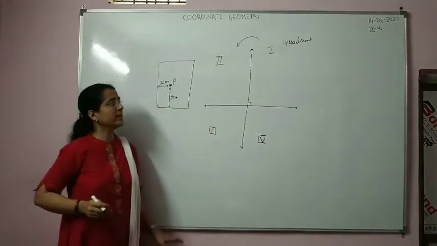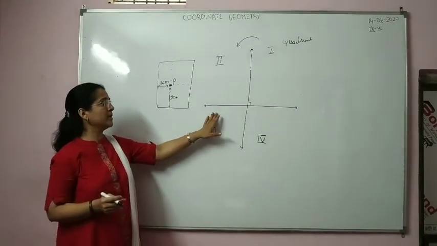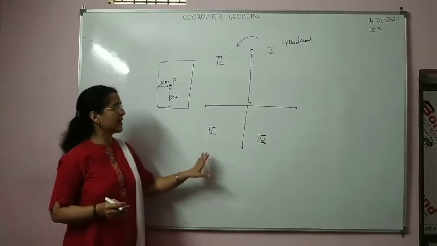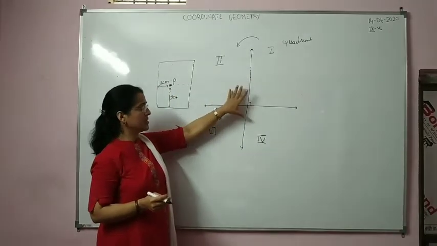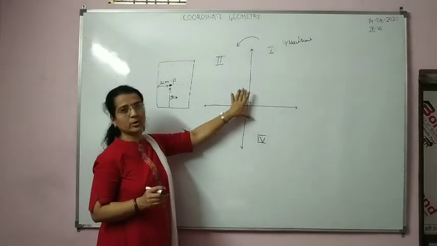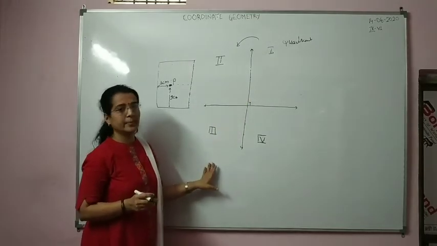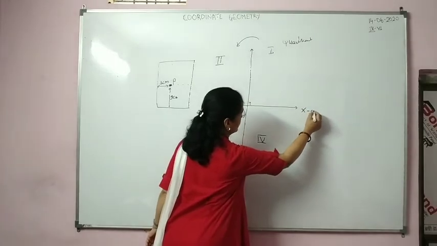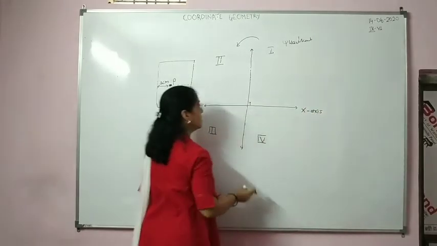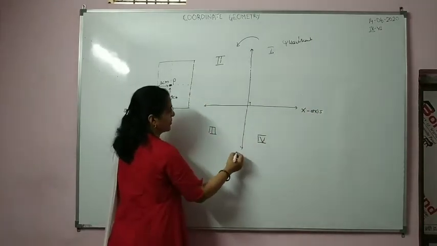In this way, if you locate a point in a plane, that point will either lie in any of the quadrants or on the axis. This is the only possibility for the location of a point in a plane. This horizontal line is called the x-axis and the vertical line is called the y-axis.